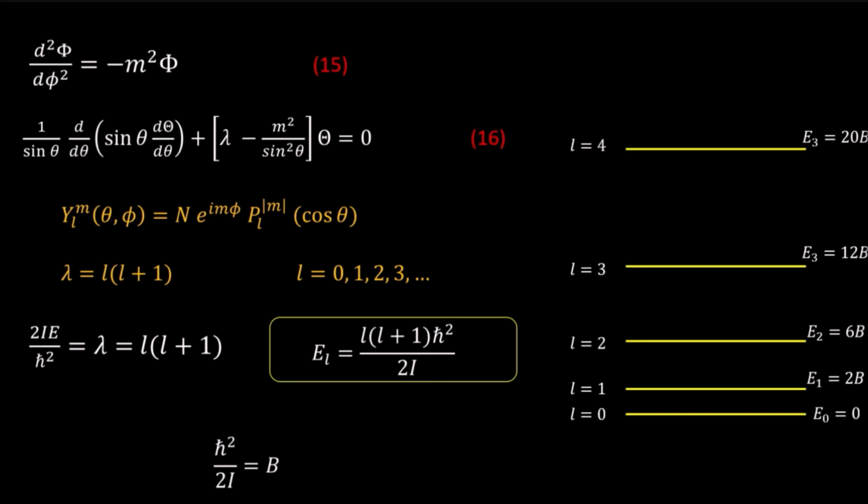In spectroscopy, the term ħ² by 2I is usually represented as the rotational constant B. So in terms of the rotational constant, if you plot these energy eigenvalues as a spectrum, it looks like this one for different quantum numbers L. And you can see that those are not equally separated. The separation between consecutive energy levels is given by L(L+1) ħ² by I. And since there are many possible values for M with each of the given L values, each of these energy levels is a degenerate state.